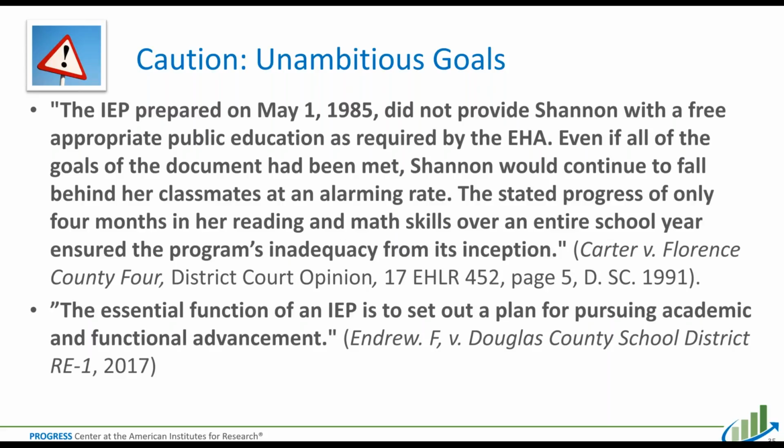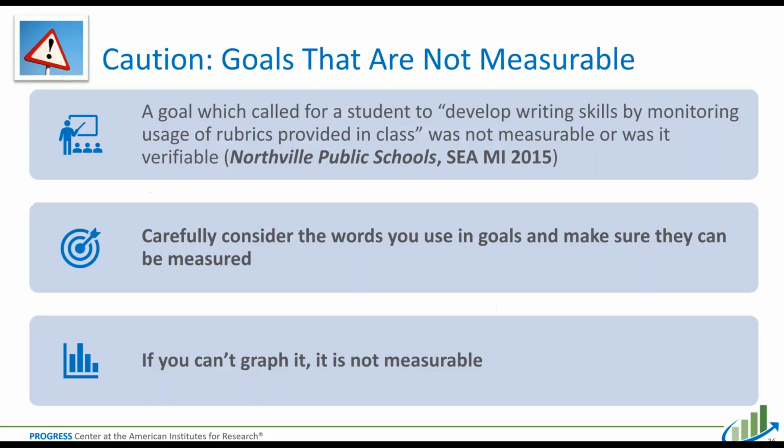And as Andrew F. said, the essential function of an IEP is to set out a plan for pursuing academic and functional advancement. So we want our goals to be ambitious, we want them to be challenging, but also reasonable. Now, just in the next slide, we see another caution. And that caution is we have to ensure that our goals are measurable. We want to carefully consider the words that we use in our goal and make sure we can actually measure them.